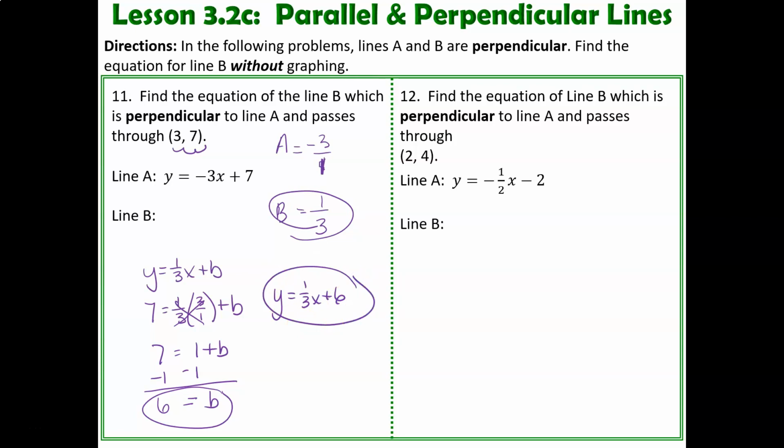Number 12. Find the equation of line B, which is perpendicular to line A and passes through (2, 4). Okay, so the slope of A is negative 1/2. We know that slopes of perpendicular lines are negative reciprocals, or opposite reciprocals. We're going to flip it upside down and make it positive. So for B, the slope is 2.